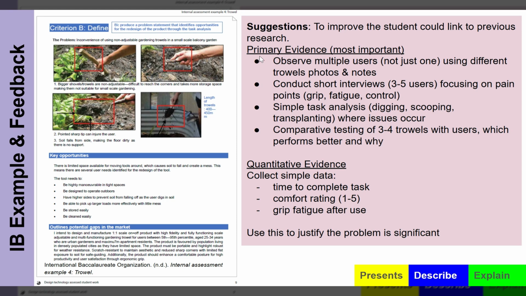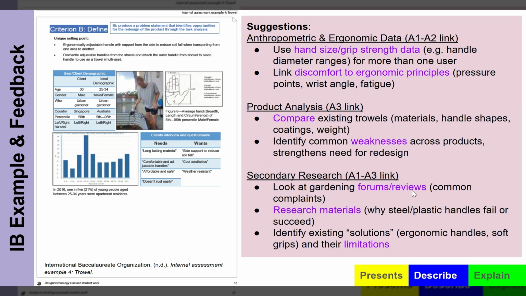So what they could have done in criterion A essentially was primary evidence: observed multiple users, so not just the one user, conducted short interviews, done a task analysis, so that's basically like your storyboard, and comparative testing, so 3 to 4 trials with users and which one performs better. They could have looked at quantitative evidence, so data such as time to complete the task, a comfort rating, and grip fatigue after use. Other items that they could have factored in, which they have here, again, this could have been in criterion A as opposed to criterion B.